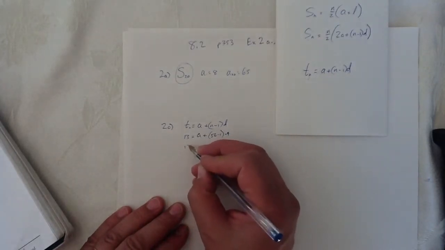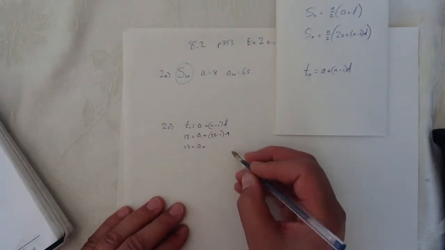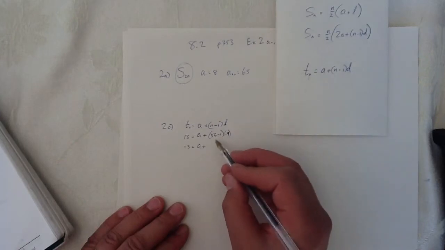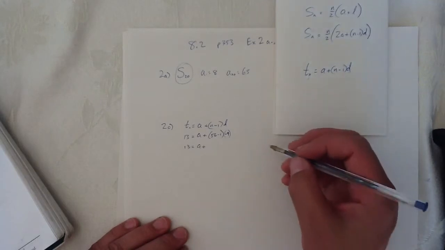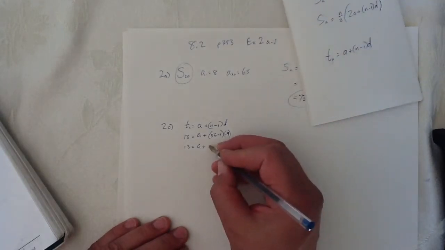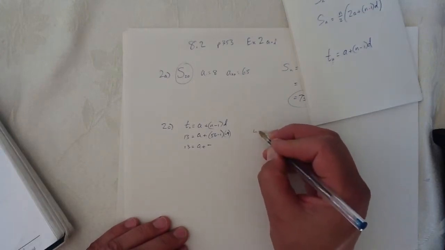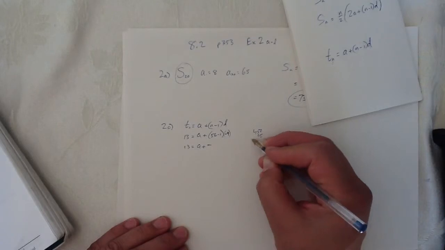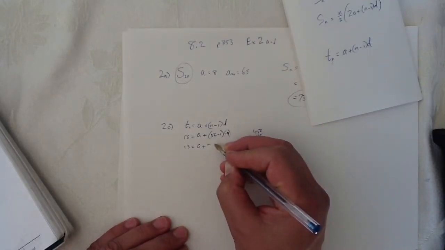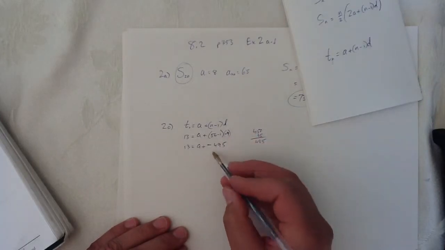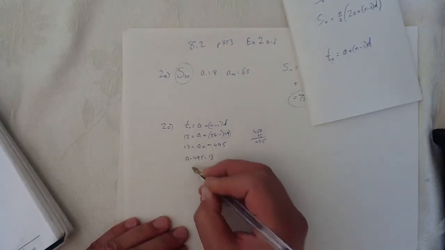Quick math here, so 13 equals a plus, this is a multiplication, 55 times minus 9. That's going to be a negative number. 50 times 9 is 450, 5 times 9 is 45, we add that up, 495. So a minus 495 equals 13.